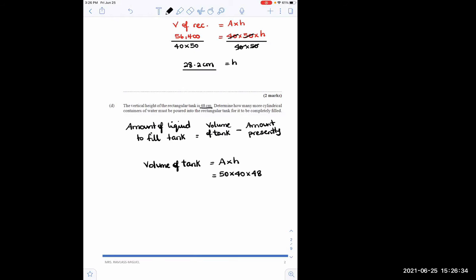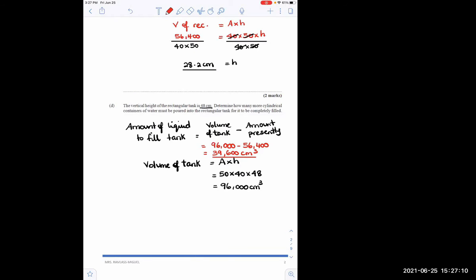All right. So here I have 96,000 centimeter cube. Do you all have that? Yes, miss. So if the capacity of the tank is 96,000 and presently we have 56,400, then the amount required to fill the tank would be 39,600, not so? Yes, miss.